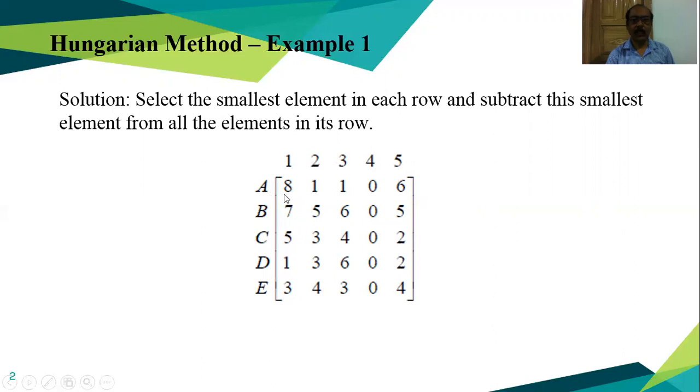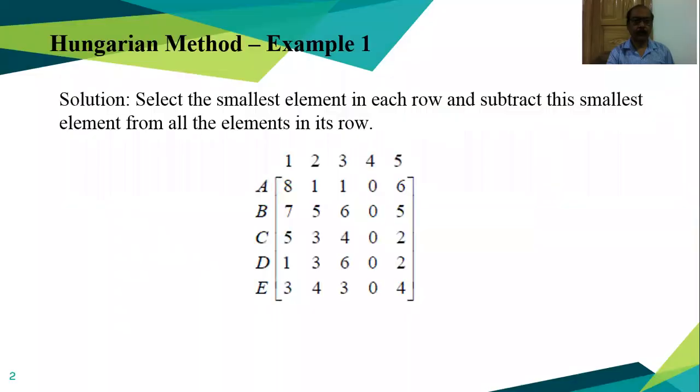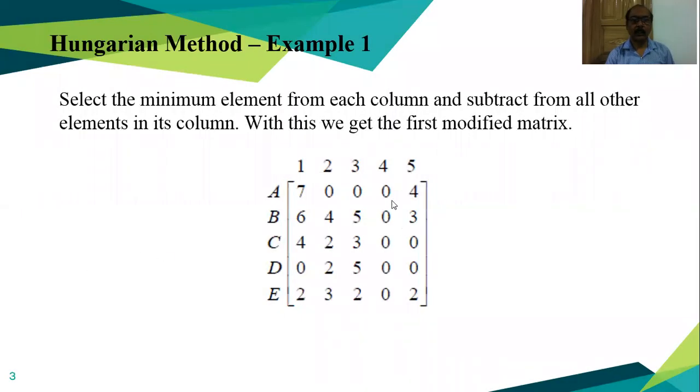So now we move to the column operation. Column operation means column wise we have to find out the minimum element. Suppose in the column operation 1 is the minimum for the first column, and we have to subtract it from each element. So this will be 7, 6, 4, this will be 0, this will be 2. So this is our modified cost matrix after the row and column operation.